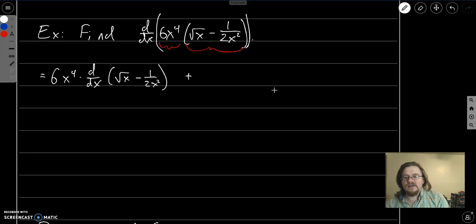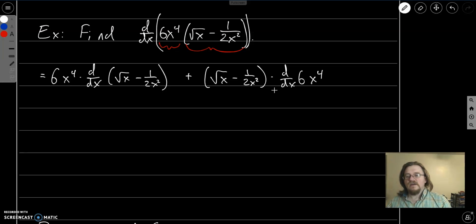And I'm going to add the second function times the derivative of the first. So far, I've only used my product rule. It's first function times the derivative of the second, plus the second function times the derivative of the first. Everything sort of matches up with what we had up above. So let's start simplifying this.